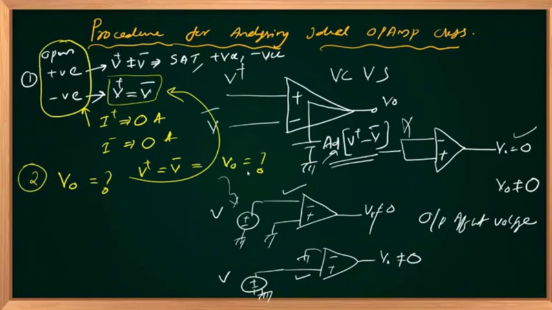And the analysis is very simple. Hardly it will take 4 or 5 seconds to arrive. So just identify the feedback. If it is negative, V plus equal to V minus, based on that condition you can identify the output. If it is positive feedback or open loop, you need not do anything. Output can be either at positive VCC or negative VCC. Is that clear?